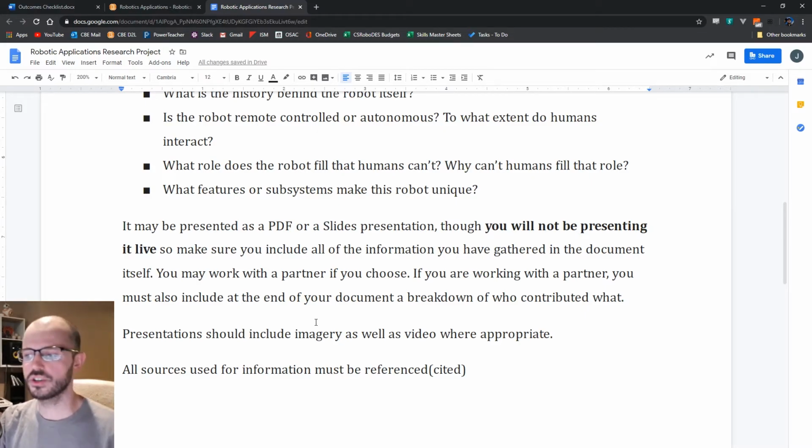So make sure you're including imagery. Video is great if you can find it and embed it into that slideshow or whatever. That's awesome. And as always, make sure you are citing your references. This serves two purposes. Number one, just in general, plagiarism and copyright stuff. It's always good to get in the habit of citing where you're getting your information from. But it also lets me know that you did some work and actually tracked down some different sources and didn't just go to the Wikipedia page and copy that down. So make sure you include that.